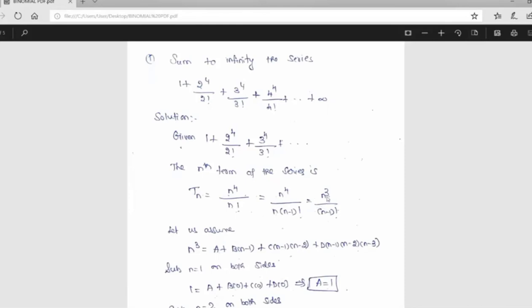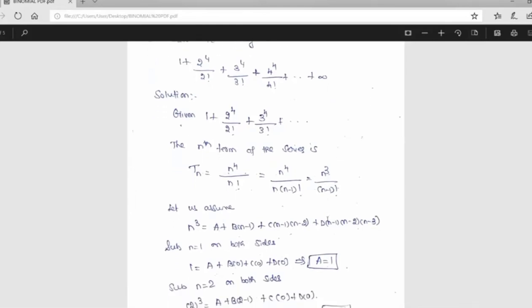So if you are cancelling one n from n power 4, you will be getting n cube divided by n minus 1 factorial. Now let us find the value for this n power 4 by n factorial, that is n power 3 divided by n minus 1 factorial. That is our nth term, which can be represented as Tn.